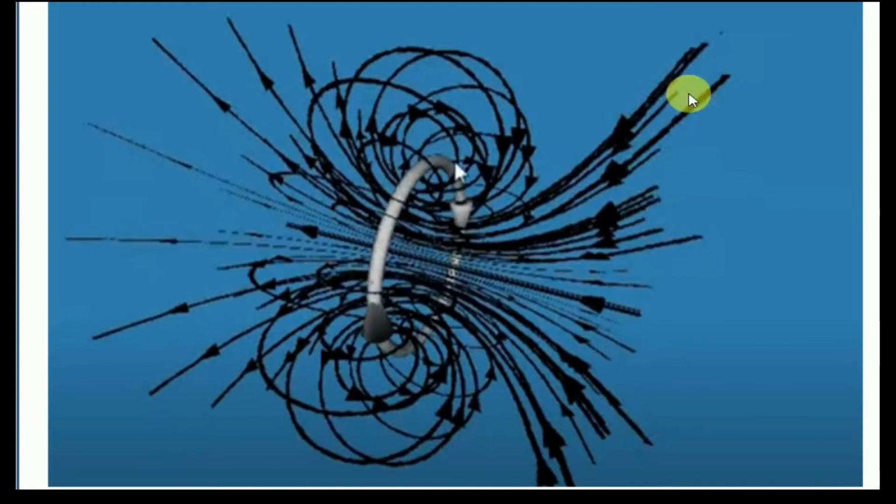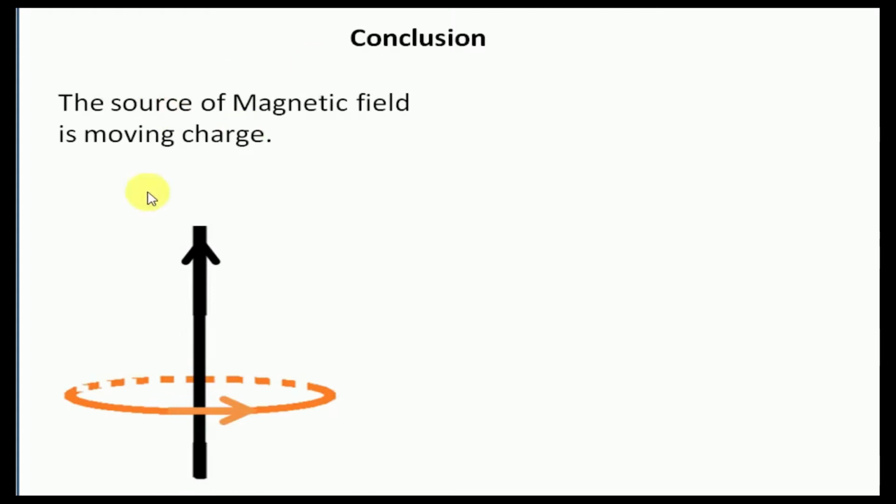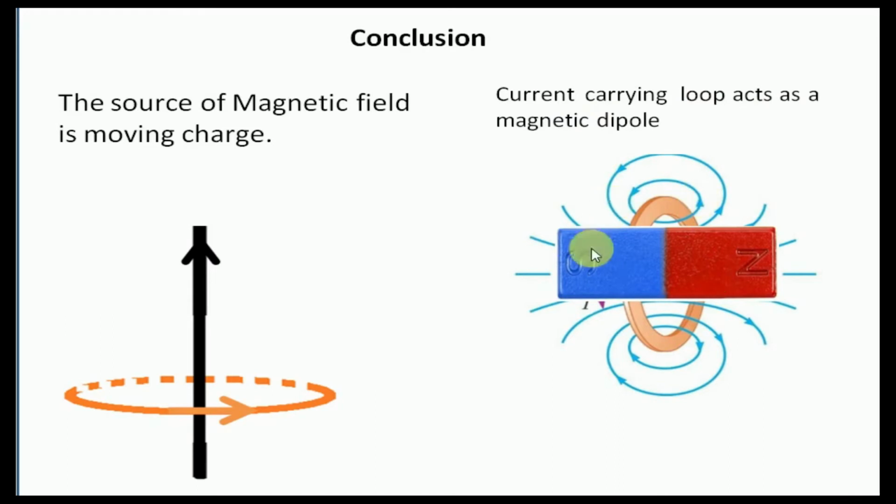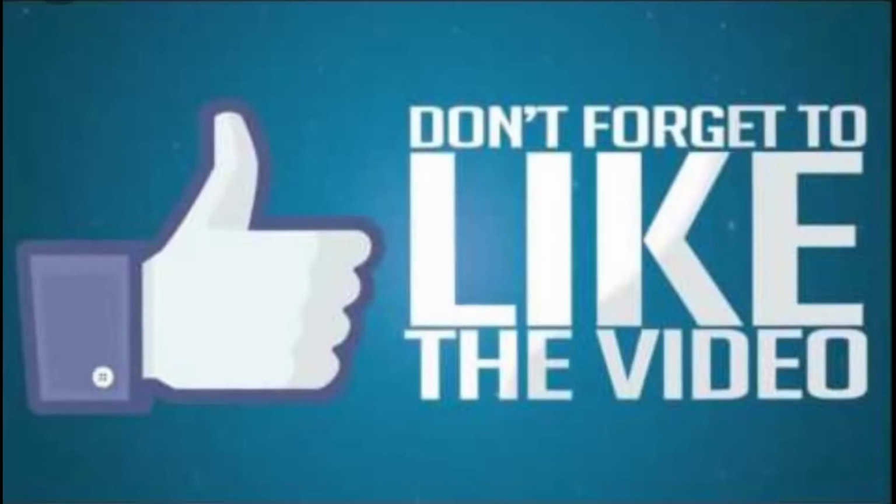You can see the magnetic field lines are entering from this side and coming out of this side of the loop. The conclusion is that a moving charge or current produces a magnetic field, and a current carrying loop acts as a magnetic dipole. Magnetic dipole means two poles of a magnet, north and south. So it acts as a small bar magnet having one north and one south.